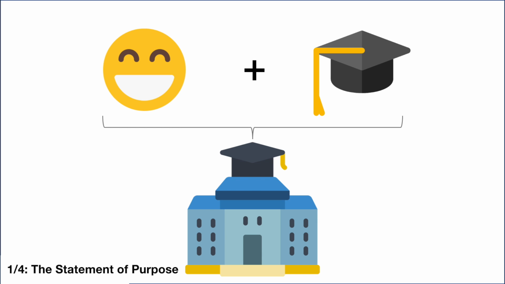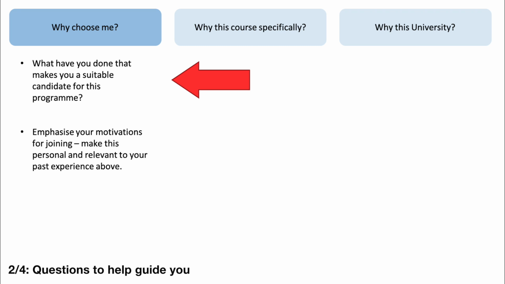In a nutshell, the goal of part 1 is to give the reader a brief introduction about yourself and your background and how it relates to your motivation behind applying for grad school. Here are some questions that may help guide your writing. Why choose me? Briefly say what you've done that makes you a suitable candidate for this program. This is likely because you've done another degree, say a bachelor's degree, in a similar or adjacent field, or because you have worked in the field.